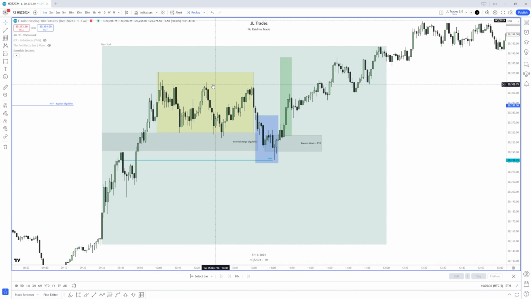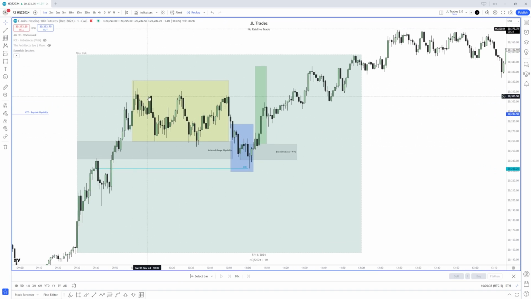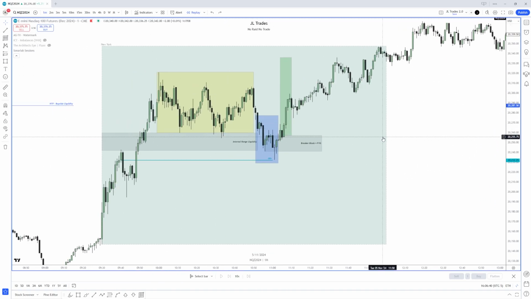So that's what we get here. These are nice smooth edges to aim for as well. So that is a nice 3.7 RR trade that you could have easily got.